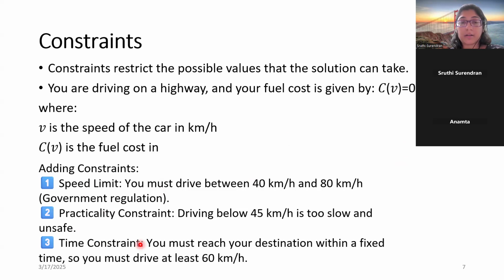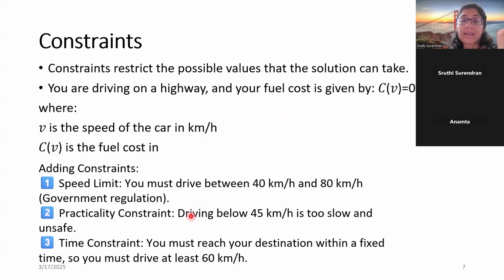You should not go below or above the speed limit. You should not go below the practical speed, as well as you should maintain a speed in such a way that you are going to reach the place in time. So when you say constraints of an objective function, these conditions that need to be met are called the constraints.